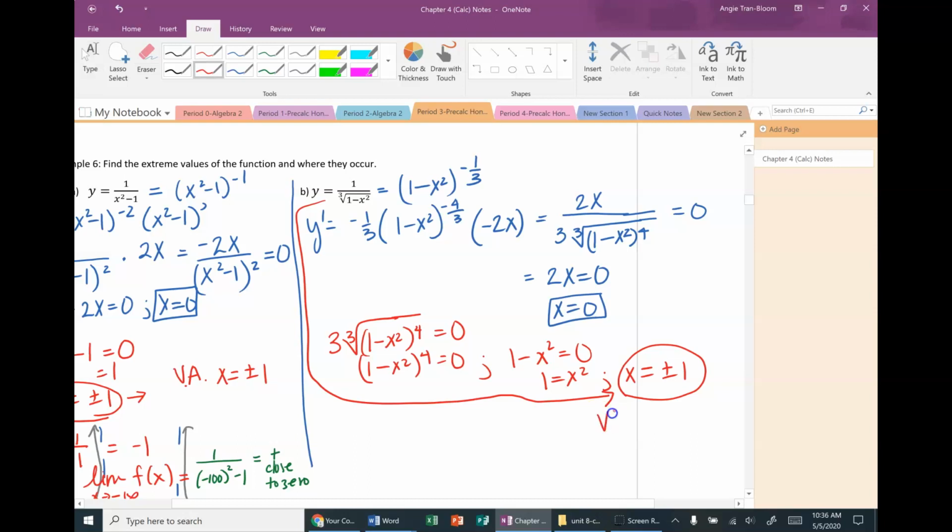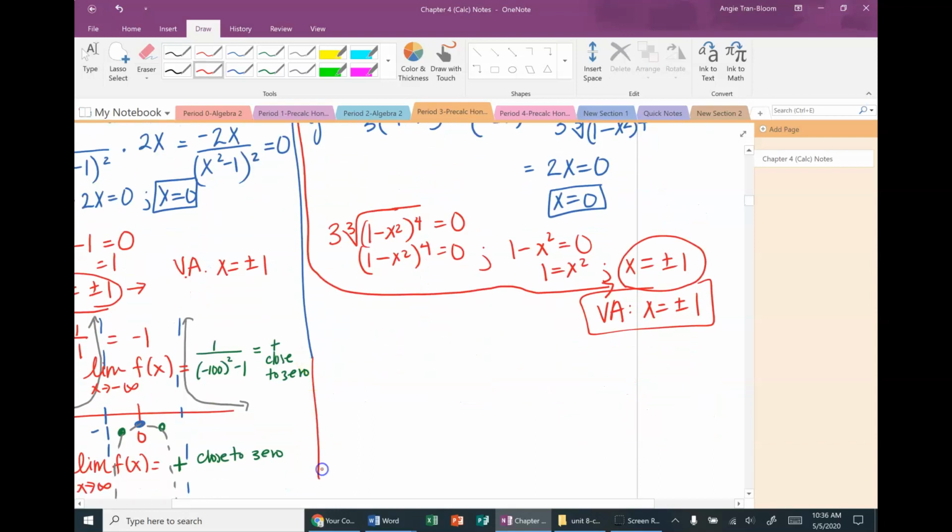Those are VAs. So we have two VAs at x equals 2 plus and minus 1. When we are plugging in points, we don't necessarily have to plug these in because the original function doesn't exist there anyway. Okay, so let's go and find f. We have one critical point at 0.